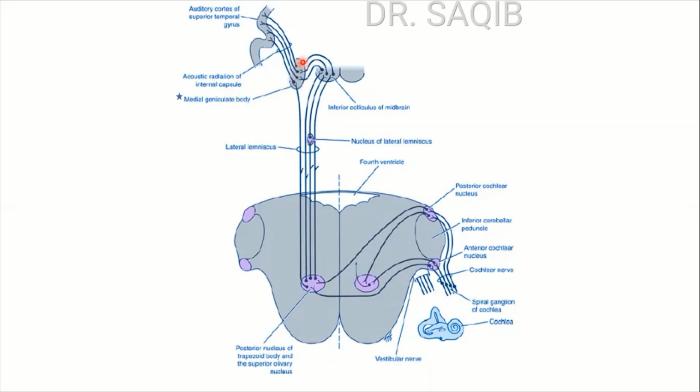This is the tracing of the auditory system, auditory pathway. And here you could see, this is the acoustic radiation, or the auditory radiation, going through the internal capsule, acoustic radiation of the internal capsule. And here it is reaching the auditory cortex of superior temporal gyrus, right? This is a very brief description of the auditory pathway, which in detail I will discuss later.